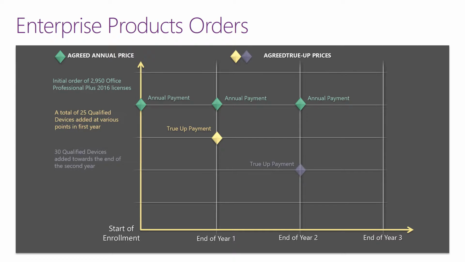The same thing happens for any devices they add in the second year. A different true-up price will have been agreed, and again this is paid in total at the end of the year, and likewise for the third year.